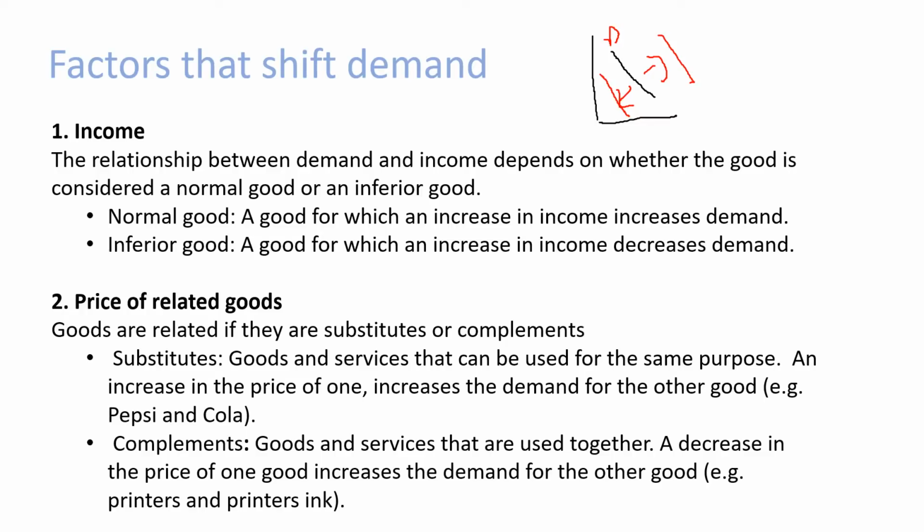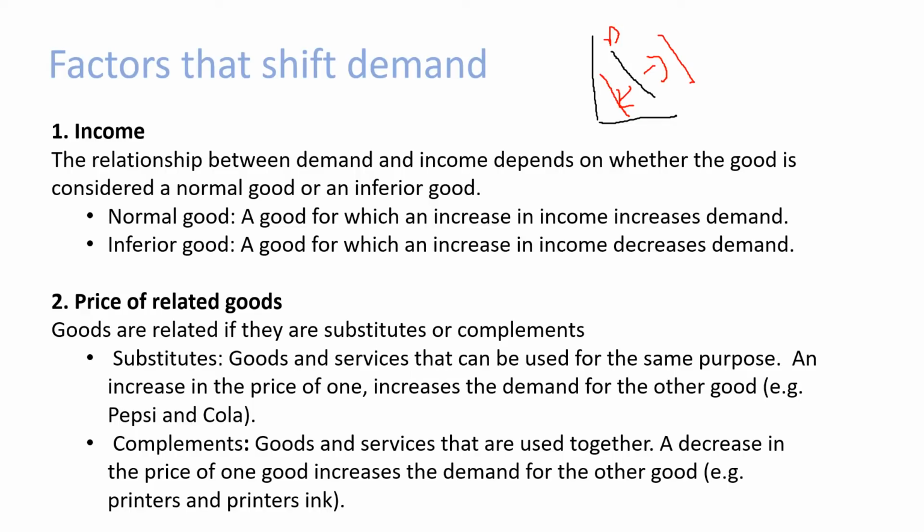So if the price of the printer decreases, that will cause an increase in the demand for what? For the ink, because people will buy more printers, but to run the printers and let them work, they need ink. So what will happen? The demand for the ink will increase. Because these products we can't separate, we use them together, we call them complement goods.